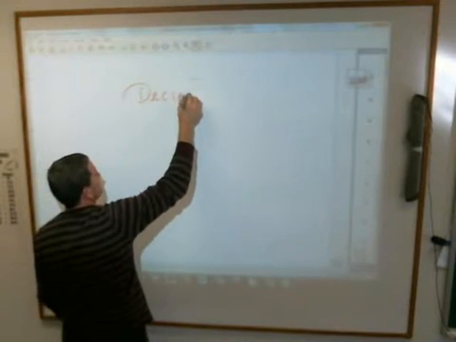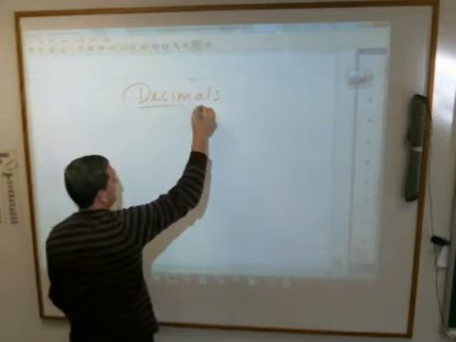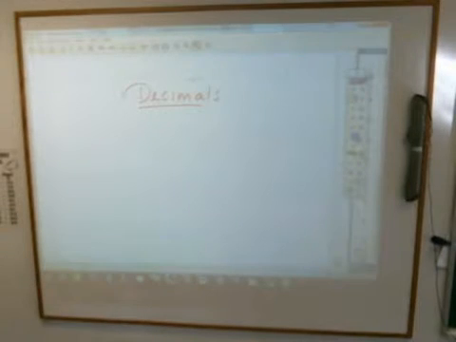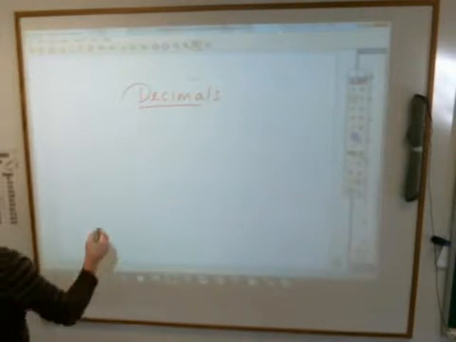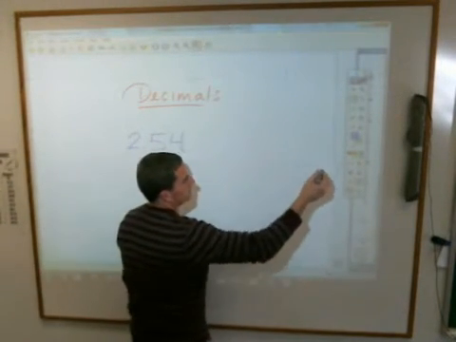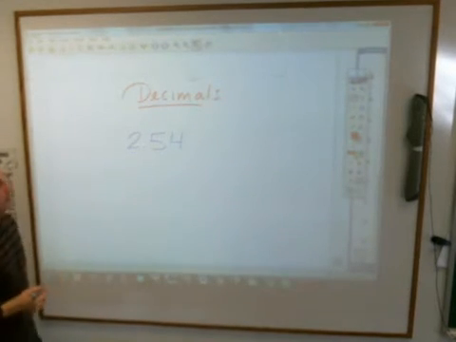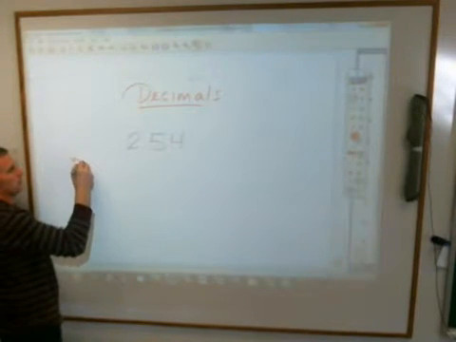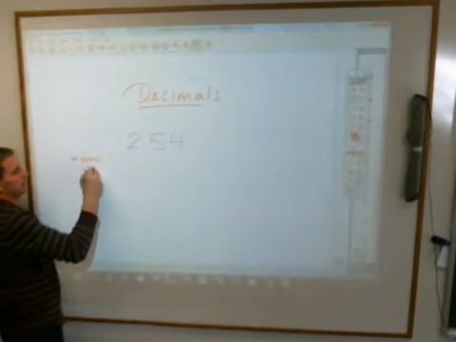A couple things with decimals. The first is how to read them. How do we read decimals? For example, if you have 2.54, I will give you the short and exciting way to do this here. The best way, or the proper way, to read and write them is to do this.